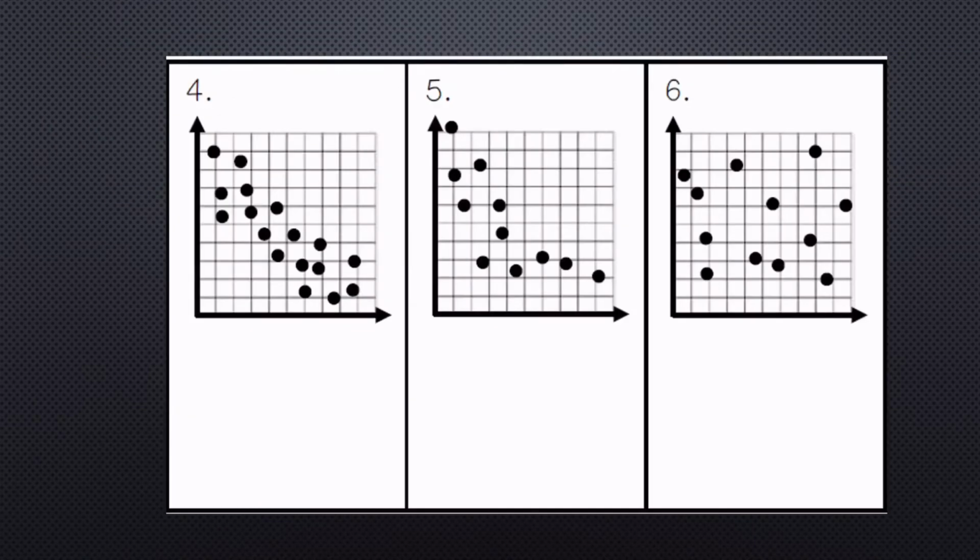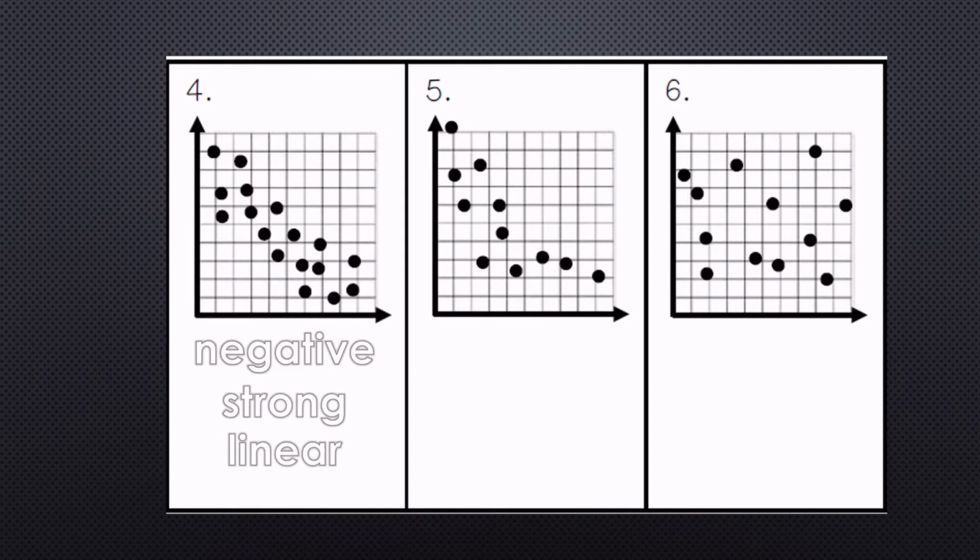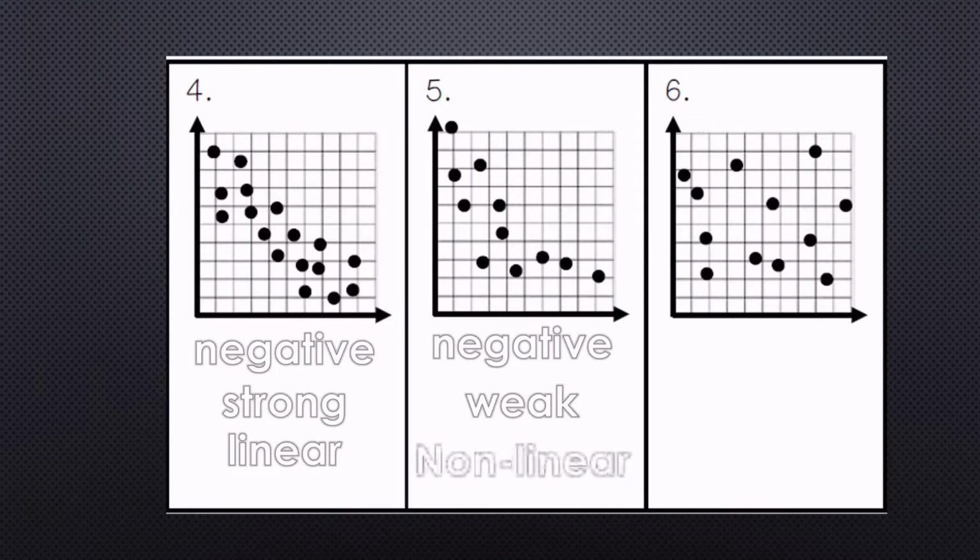Okay, so let's look at number 4. We should be seeing this already. It's negative, okay, but it's strong because they're close together, and it's linear because it kind of looks like it forms a line. So number 5, we see the negative trend. We see it going down. We see that they're somewhat spread apart, and there's a bit of a dip to it right there in the middle, so it's nonlinear.